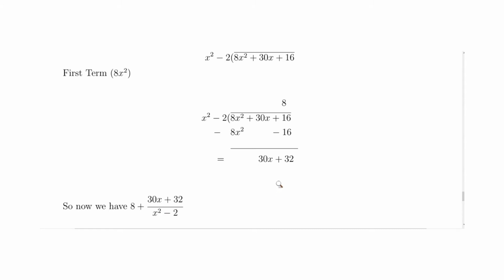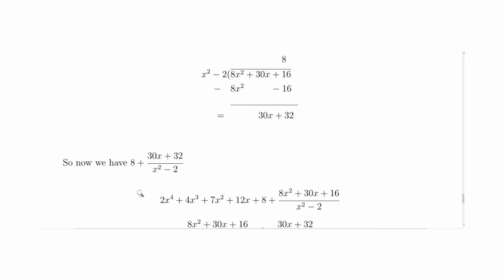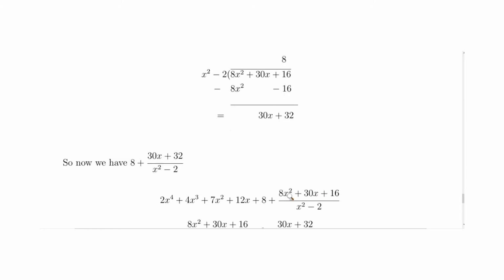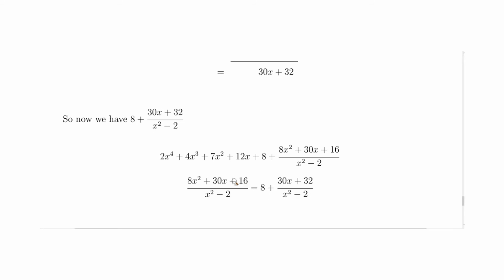So now we can add that to what we calculated earlier. So that's what we simplified earlier. We can add our new calculation here. So that's 8x squared plus 30x plus 16 over x squared minus 2, which is what we just calculated here. That's where that comes from. So that's that calculation there. And what we now know is that 8x squared plus 30x plus 16 divided by x squared minus 2, this calculation here, is this. And that's what we just calculated there. That's what we got. Okay, so now this can be added to these terms here.